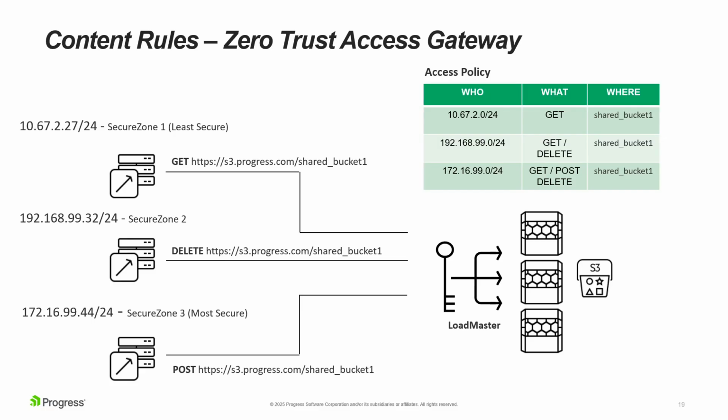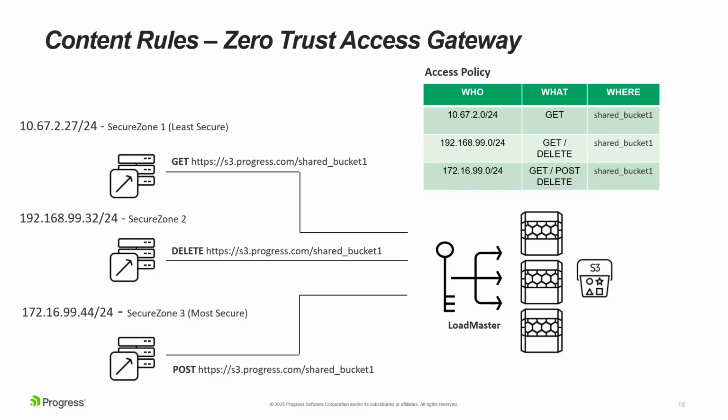So as you can see with this policy on the top right, security zone 1, the least secure, with that IP address of 10.67.2, can only read from the shared bucket. Security zone 2 with 192.168 can read and delete. And then the most secure zone of 172.16.99, they can read, write, and delete. So with this PowerShell script and policy file, we're able to create this collection of content rules on the LoadMaster to limit or allow what each zone or each application can do.